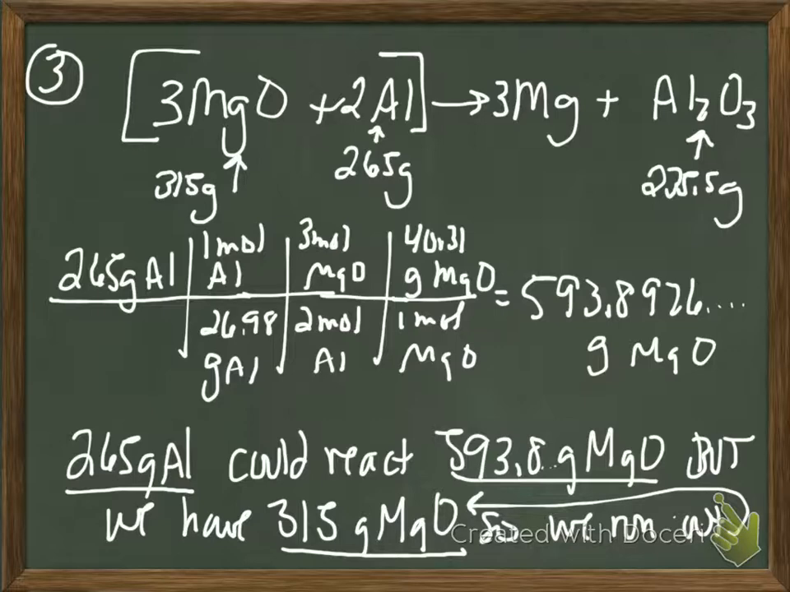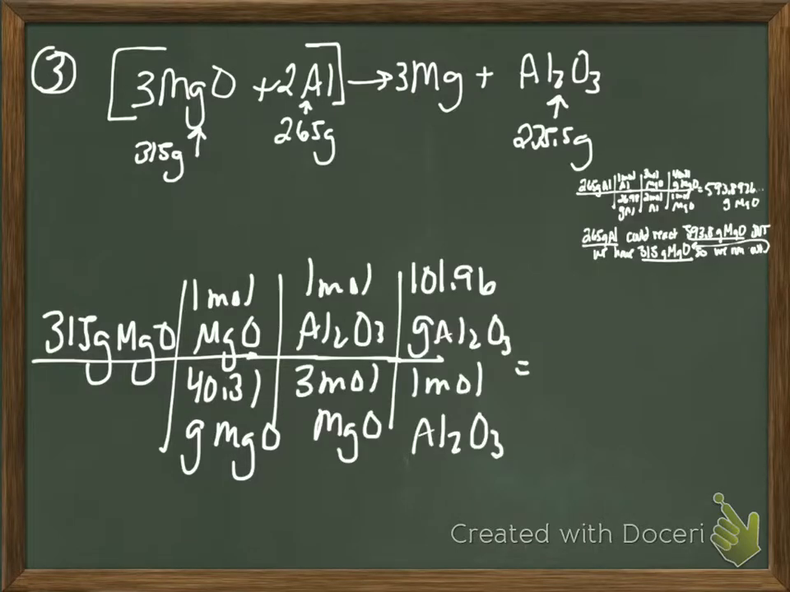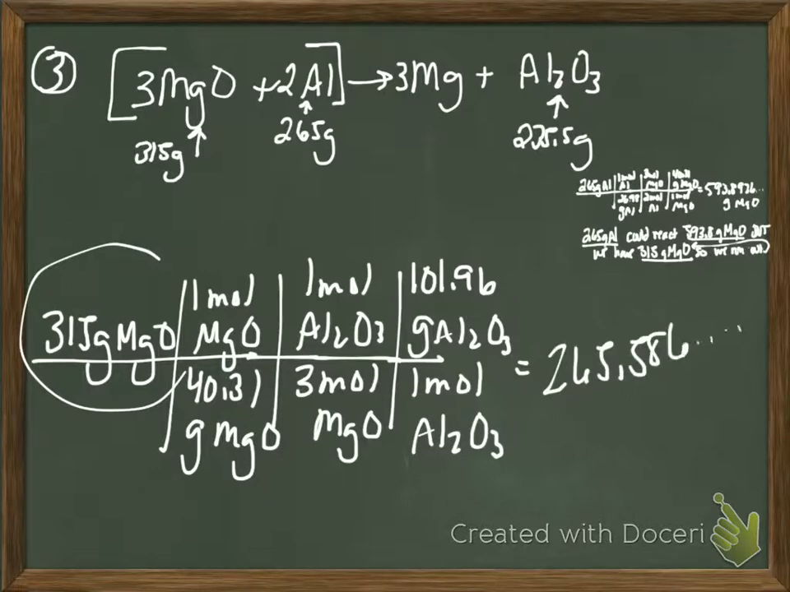So now I start another factor label. I'm going to clear a few things. I'm starting a factor label with the given amount of my limiting reactant, which is 315 grams of magnesium oxide, and I'm going to take this over to a mass of the product that I'm interested in. So I want to find the theoretical yield of aluminum oxide. So I now have a factor label that takes me from a mass of my limiting reactant to moles to a mass of the product. The raw answer that I get here is 265.586, etc. grams of aluminum oxide.